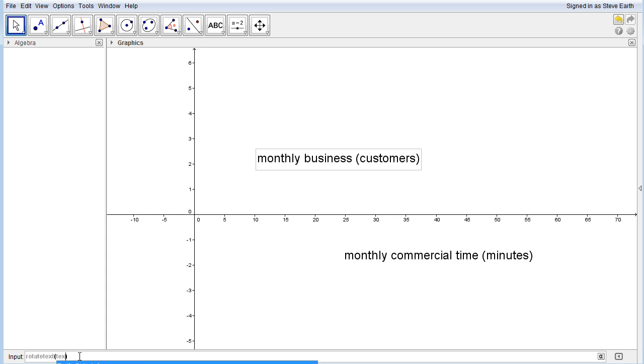Not text, T-E-X-T, 2. And then you have to tell it how many degrees you want to rotate it. We want to rotate by 10 degrees, 20 degrees. Well, we want it rotated all the way to be vertical, so that's a 90-degree rotation. So I'm going to type 90. But it turns out you also have to tell it that it's degrees.